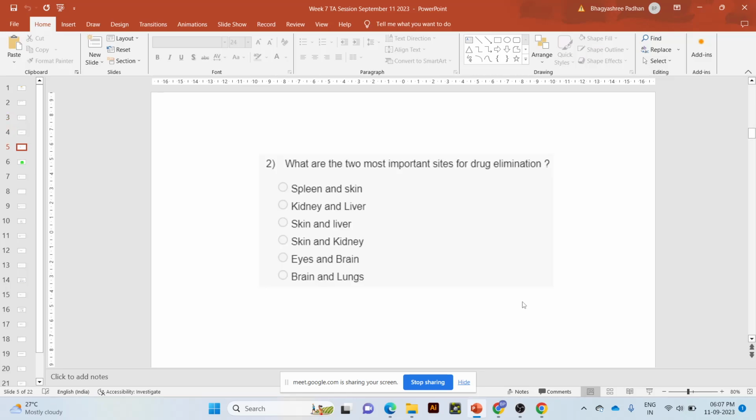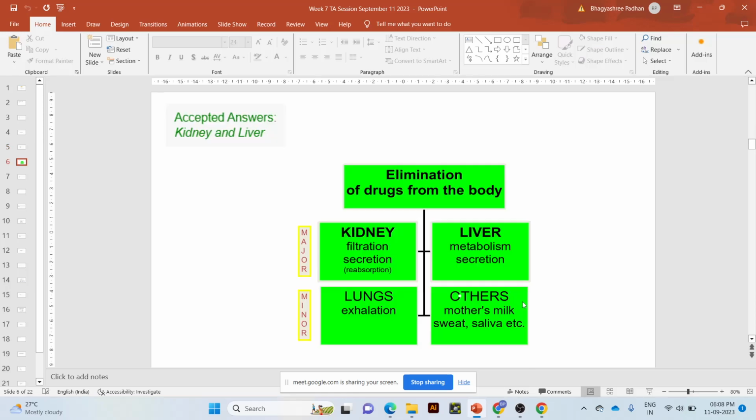Now the next question was, what are the two most important sites for drug elimination? Kidney and liver. Yes, the correct answers are kidney and liver. These are the main routes of drug elimination from the body: kidney, liver, and the minor ones include lungs through exhalation, and others include mother's milk, sweat, saliva, etc.